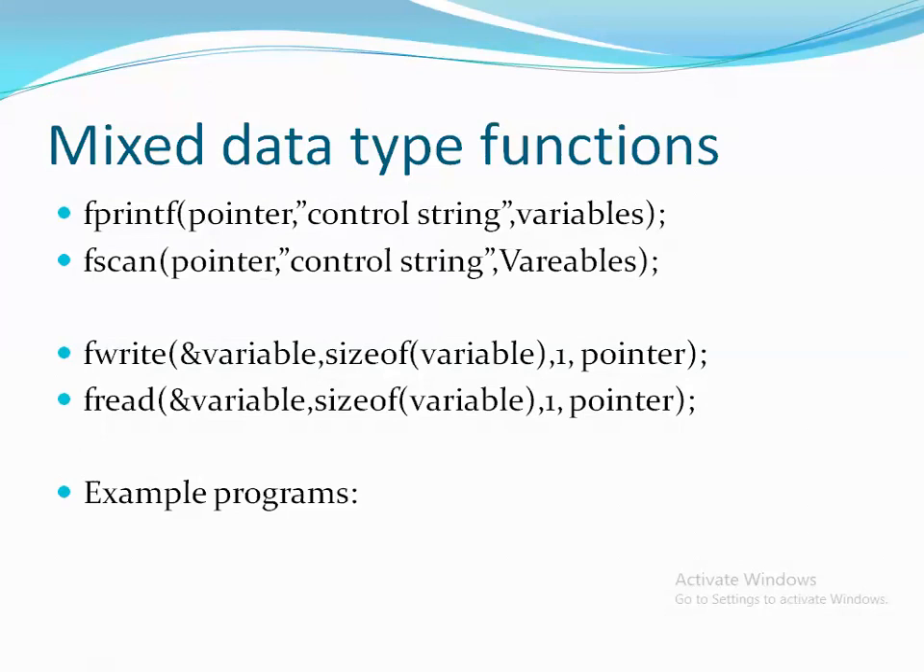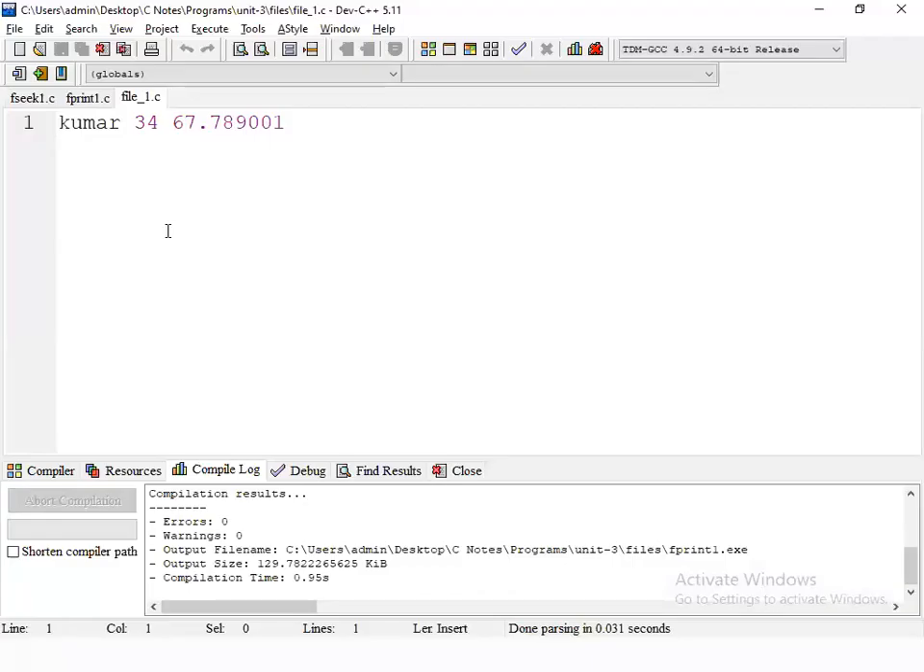Binary file operations means, here in this output, we are getting the output in normal format. Okay, Kumar, 34 is the roll number, 60.78900 is the floating point number. So all information is very clear information.